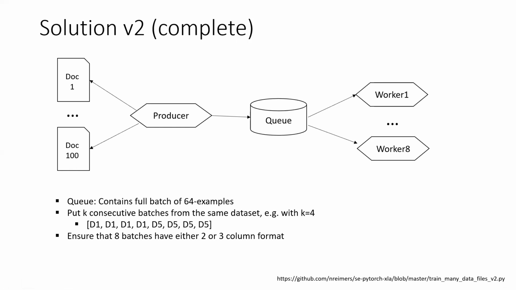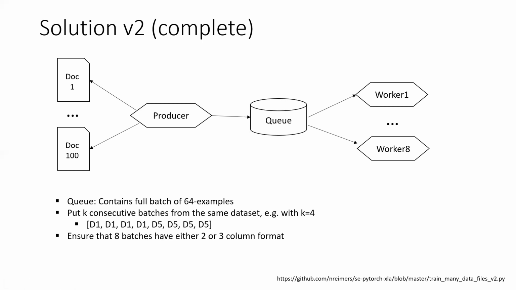Sometimes it can make sense to say, I do not want all the 8 batches from Stack Overflow, but 4 batches from Stack Overflow and 4 batches from, I don't know, Ask Ubuntu, for example. So you can put 4 times Stack Overflow and then 4 times Ask Ubuntu on your queue.